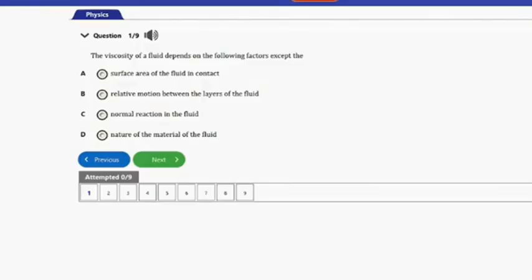It says, the viscosity of a fluid depends on the following factors except: A. Surface area of the fluid in contact, B. Relative motion between the layers of the fluid, C. Normal reaction in the fluid, D. Nature of the material of the fluid. So the answer to this question is option C, normal reaction in the fluid. Let's consider the next question.